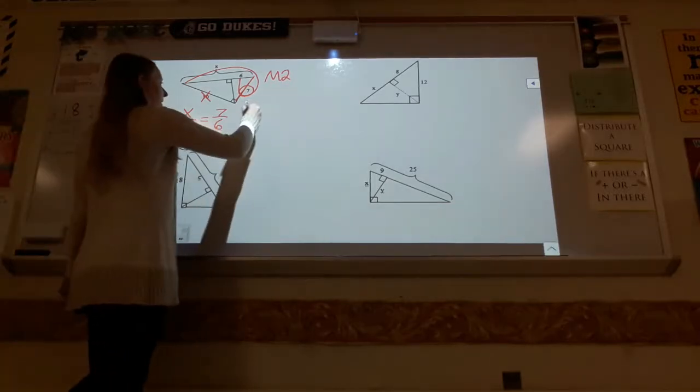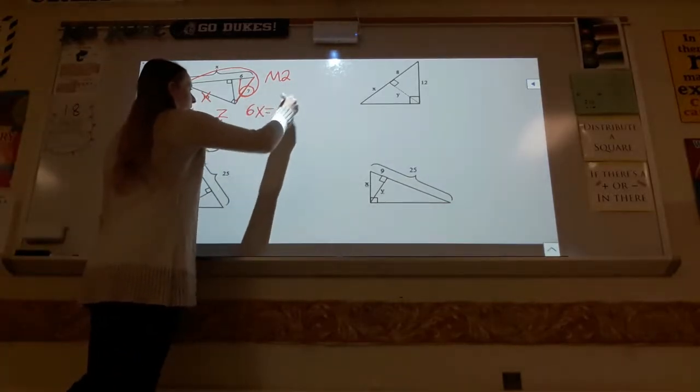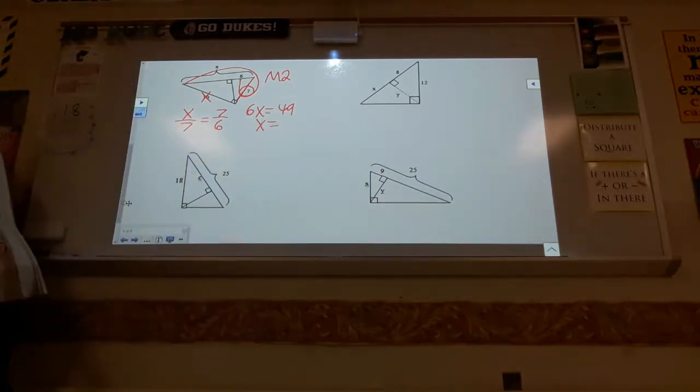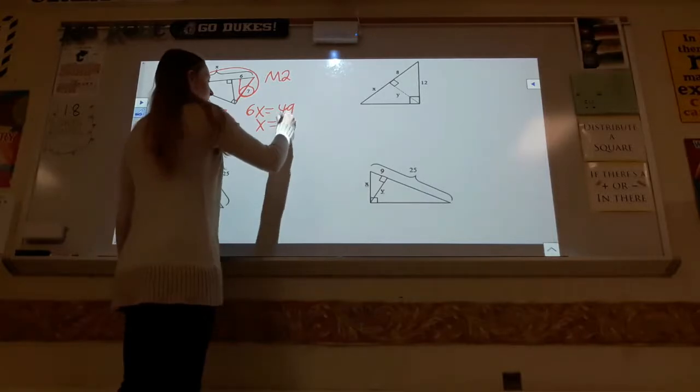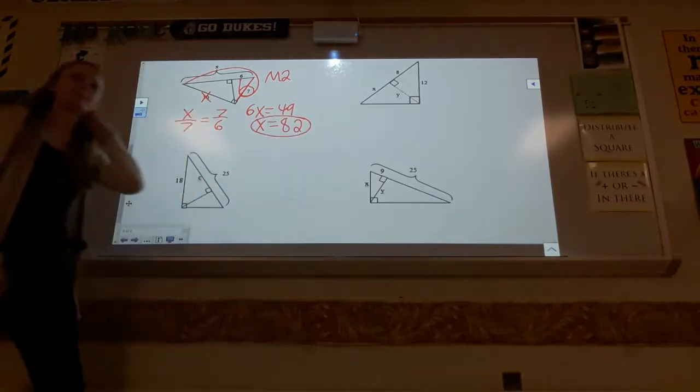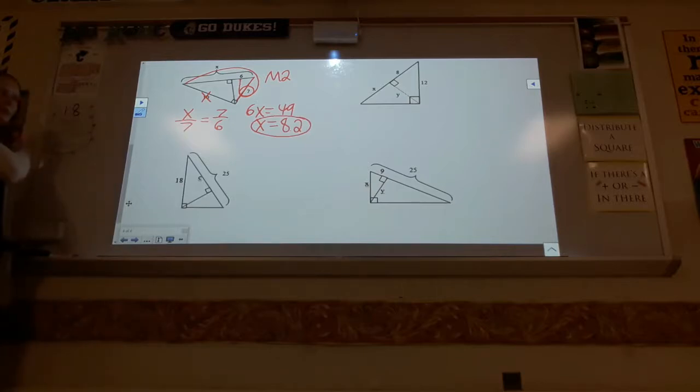All right, cross multiply. 49 divided by 6. 8.1. Let's round, 8.2. That's right. Here's a decimal. Go ahead and just round to 1 decimal point.